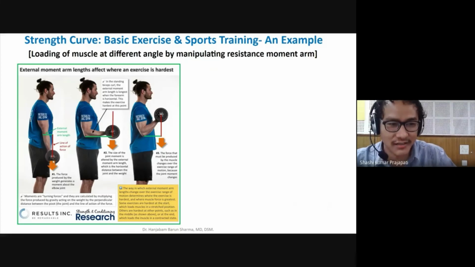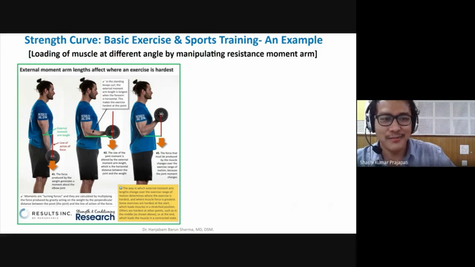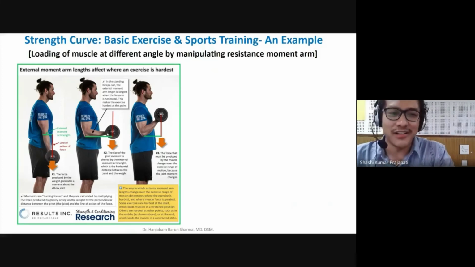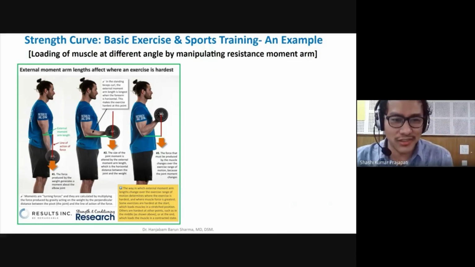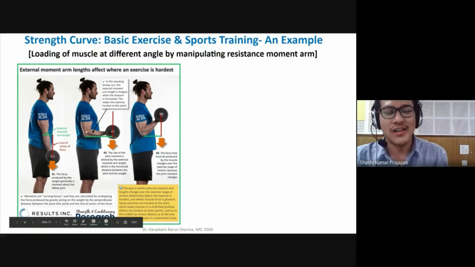This is gravity acting because of the resistance, and this is the axis of rotation. This is the moment arm, and you can see that the moment arm is maximum at approximately 90 degrees. So if you do a standing bicep curl, your moment arm is maximum at approximately 90 degrees, and hence the resistance offered by this external weight will be maximum at that point. And we already know that at approximately 90 degrees, elbow flexion also has the capability of producing maximum force. So this exercise can be used to load the bicep.